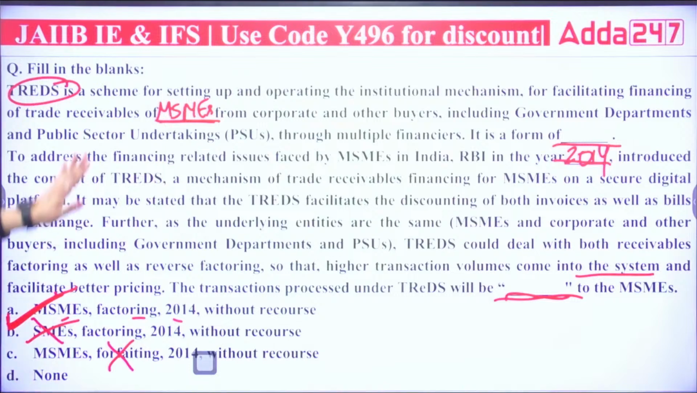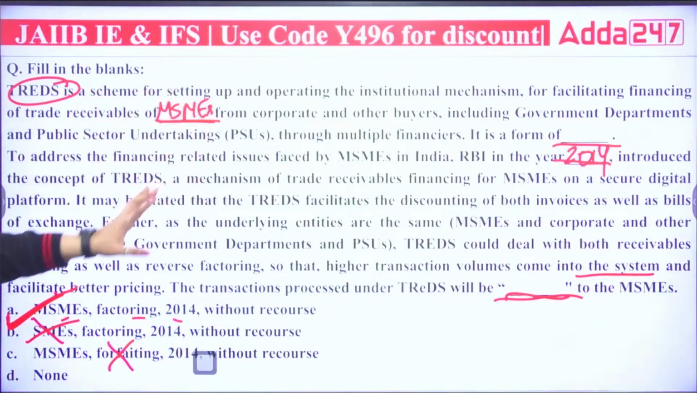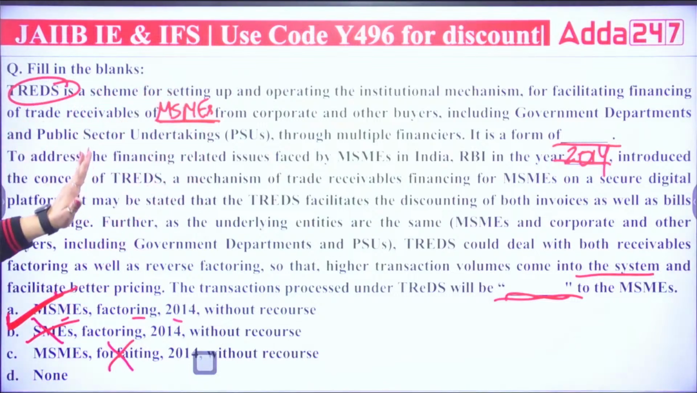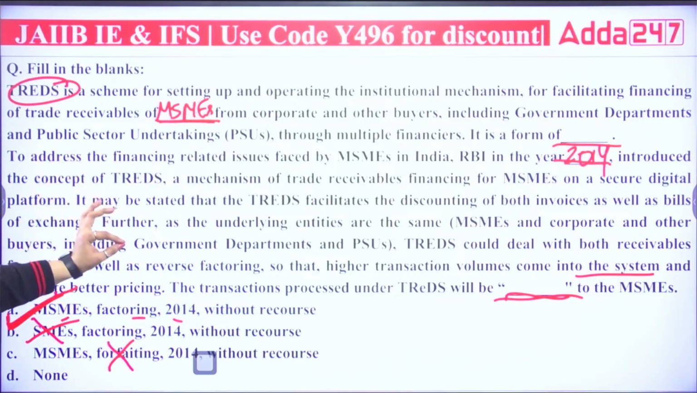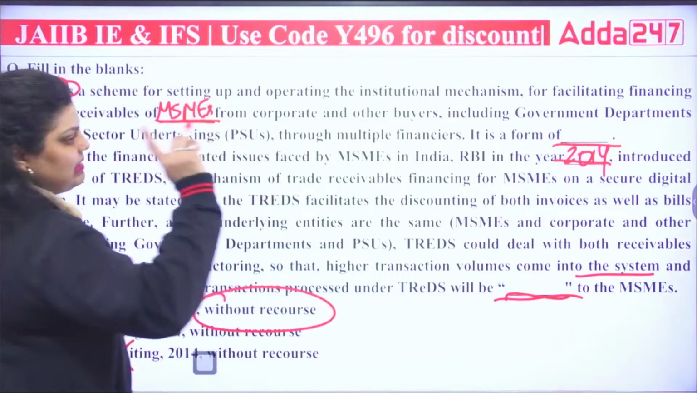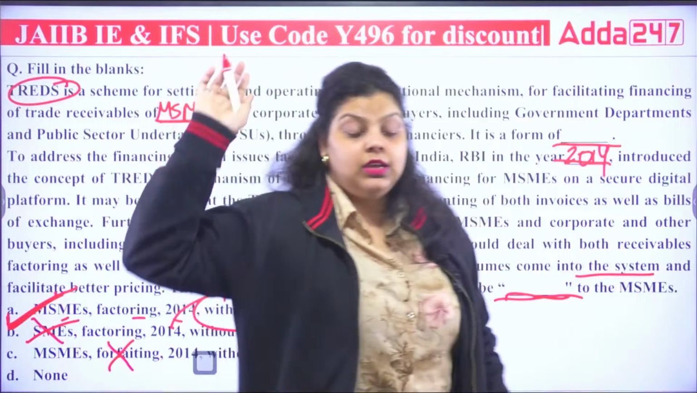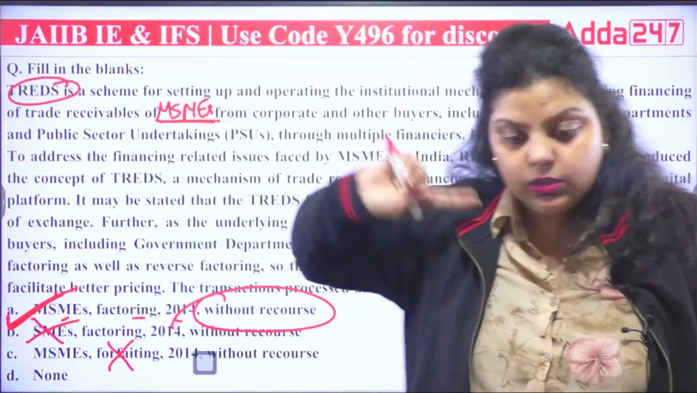So TReDS is for MSME. It's a form of your factoring. It was introduced by RBI in 2014 and the transaction proceeds under the TReDS will be without recourse. Without recourse means here if somehow buyer defaults, the factor has to face the loss, not the seller.